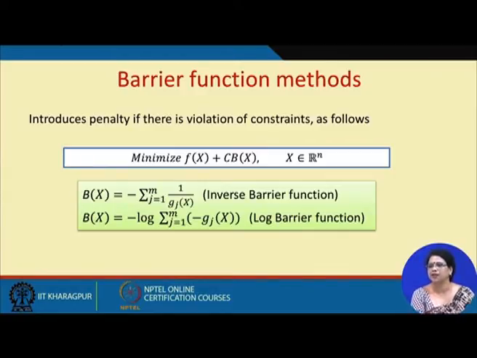That's why this barrier function has the disadvantage that it always makes a barrier within the feasible space by constructing the unconstrained function. That is why this method is named the barrier function method. That is the barrier we are considering within the space. Now, let us consider these two barrier functions in the interior penalty function method.